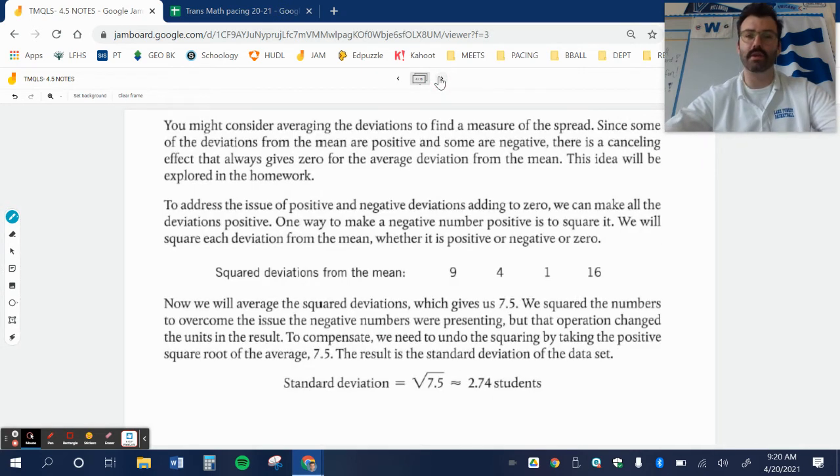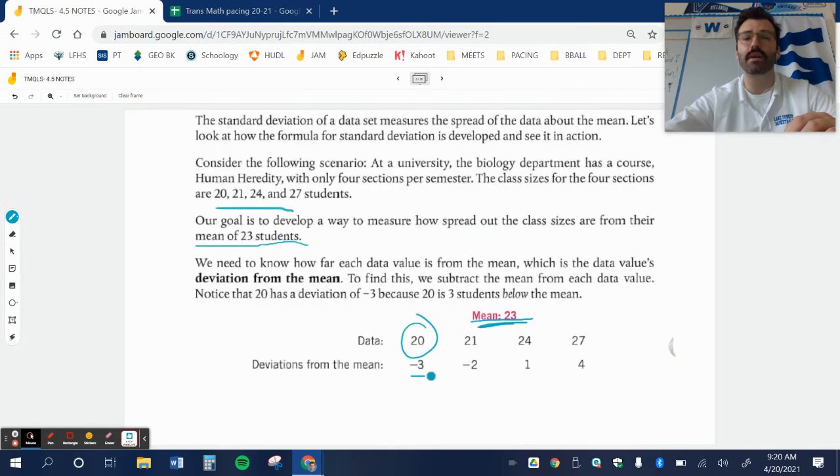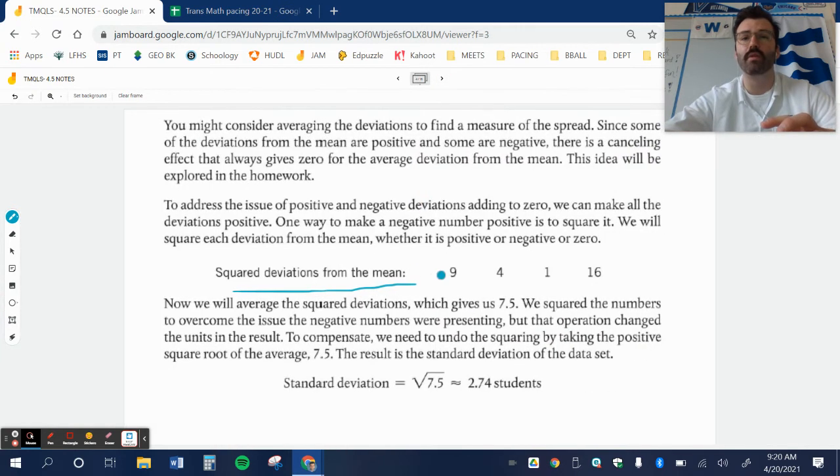The next thing we want to do is deal only with positive numbers, because we can't necessarily calculate our standard deviation with a negative number, since we're going to have to take a square root at some point. To address this issue, our book suggests that we square the deviations from the mean. I square each of these 4 numbers so that they become positive. So -3 squared is 9, -2 squared is 4, 1 squared is 1, and 4 squared is 16.